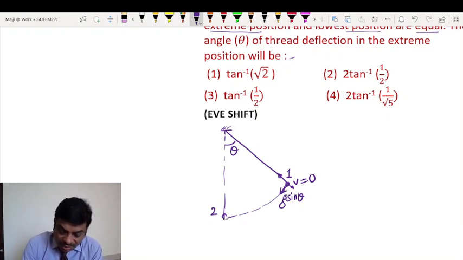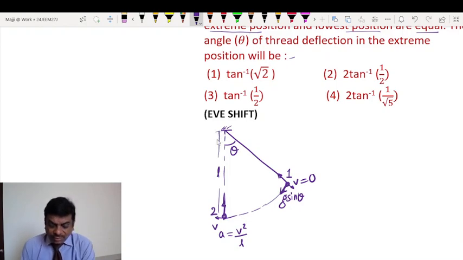Whereas coming to this point, let us say it gains a speed of v, so it will have a radial acceleration here because it is moving. So that radial acceleration will be v square by L, where L is the length of the simple pendulum.